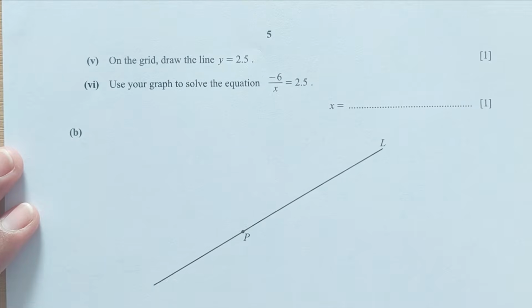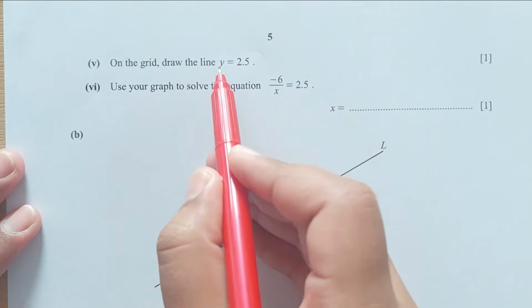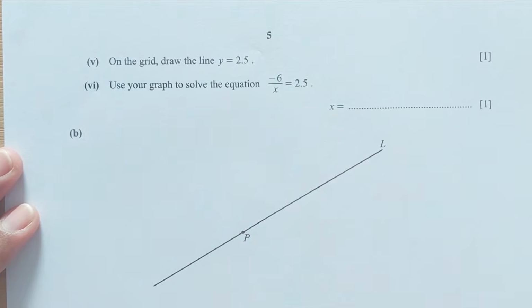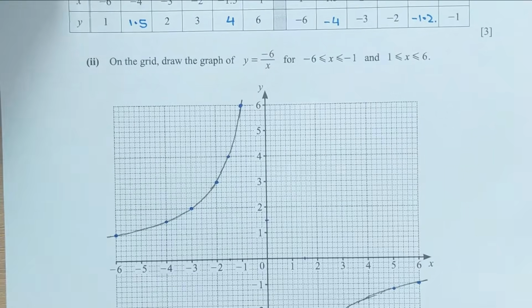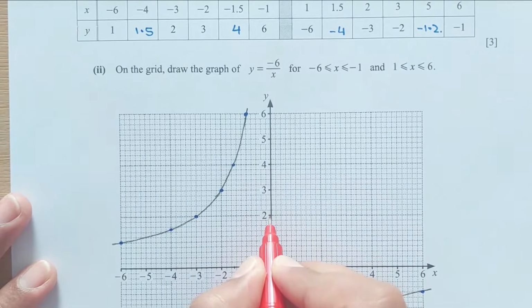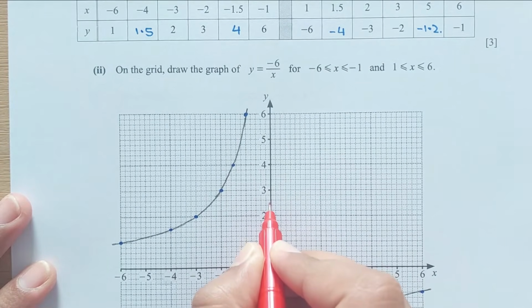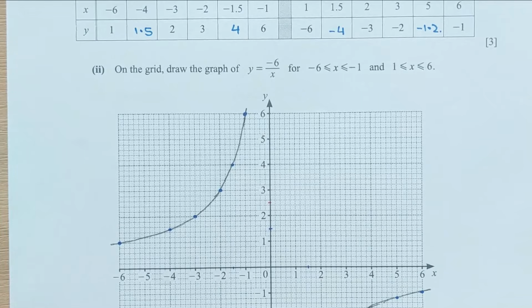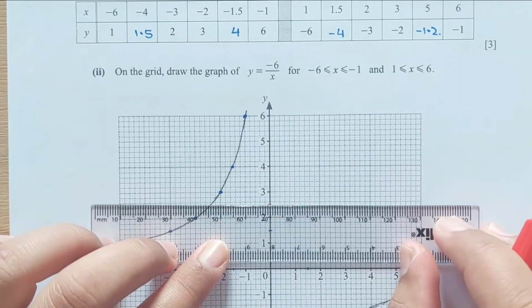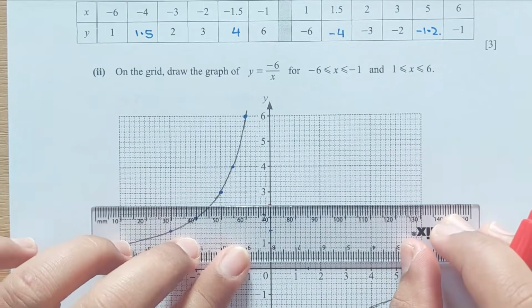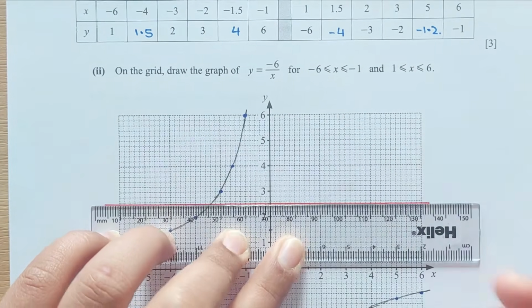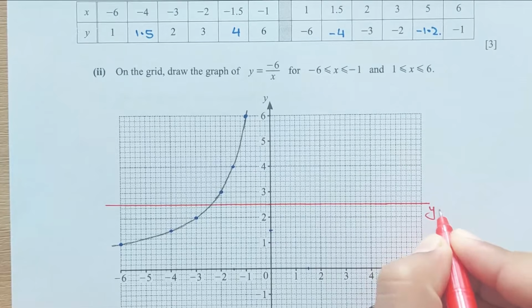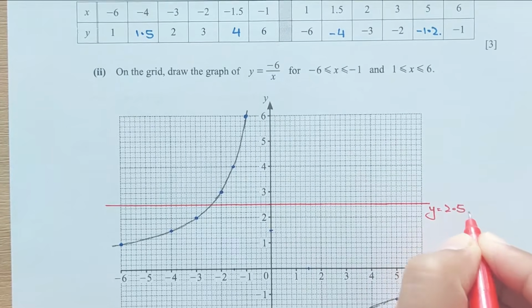Now for part 5, on the grid, draw the line y equals 2.5. So y equals 2.5. On the y axis we have 2, 2.2, 2.4, and this is 2.5. Let me draw this line. This is the line y equals 2.5.